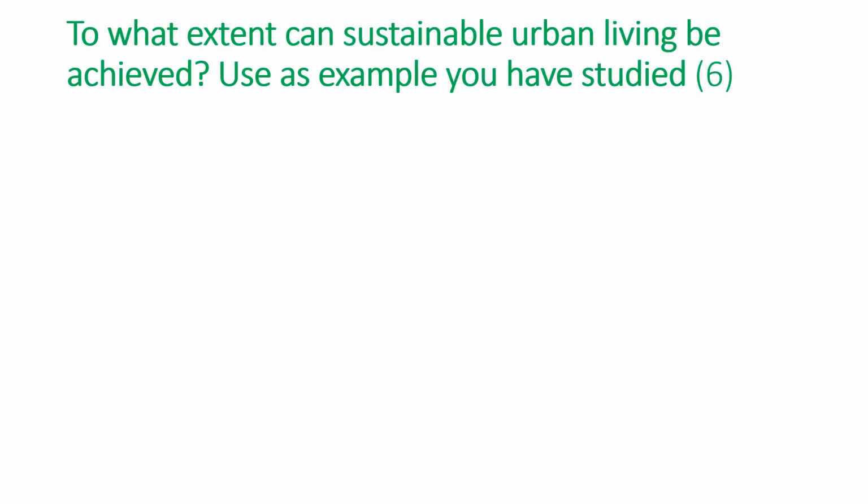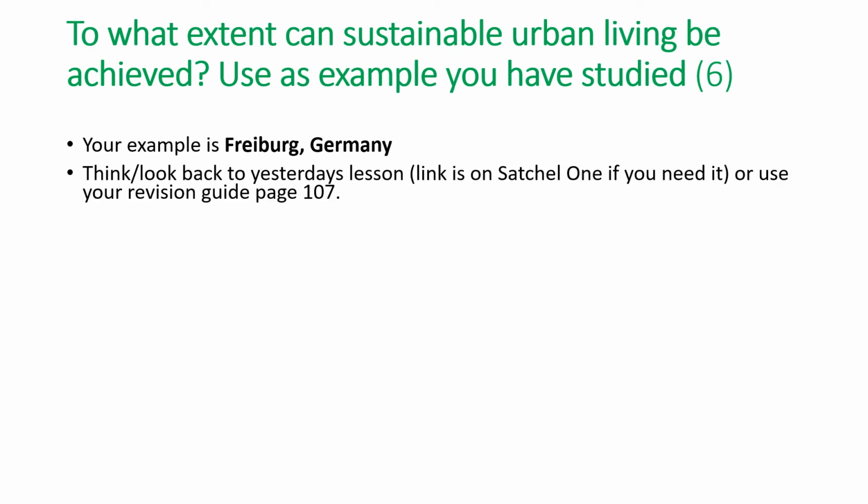The final question that I want you to have a go at today is this one. To what extent can sustainable urban living be achieved? Use an example you have studied. Your example is Freiburg in Germany, which was last lesson. So I need you to think and look back to yesterday's lesson. The link is on Satchel 1 if you need it, but to be honest, you've all got a revision guide. Page 107 might be easier to use.